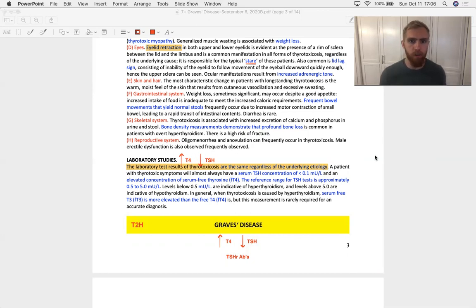And the eyelid retraction is also accompanied by a symptom called exophthalmos, which is like the popping out of the eyes from the orbit. And that's going to be due to the accumulation of glycosaminoglycans, especially in Graves' disease, due to the activation of the thyroid stimulating hormone receptor by autoantibodies against that receptor.